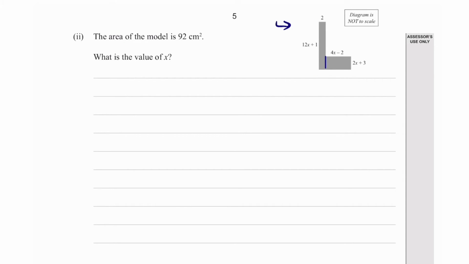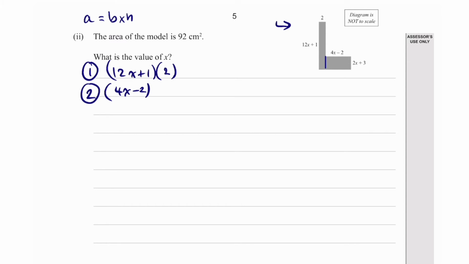So by doing this, we can say rectangle 1, so that's this long one here. We know that area is the same as base times height, right? For a rectangle, area is equal to base times height. So what is the area of a tall rectangle? It's the same as 12x plus 1 multiplied by 2. Now, let's do the area for the second rectangle as well. Well, the area is going to be 4x minus 2 multiplied by 2x plus 3, right? So this was our width, and this was our height, and then this was our height, and this was our width for the first rectangle.